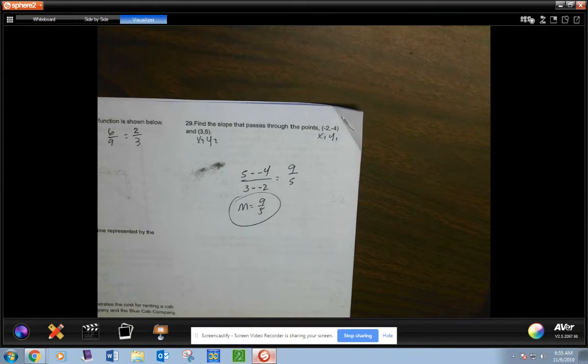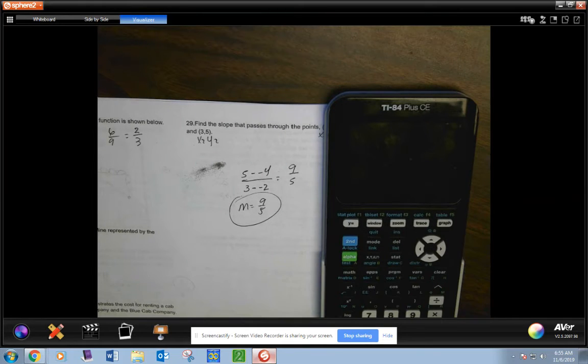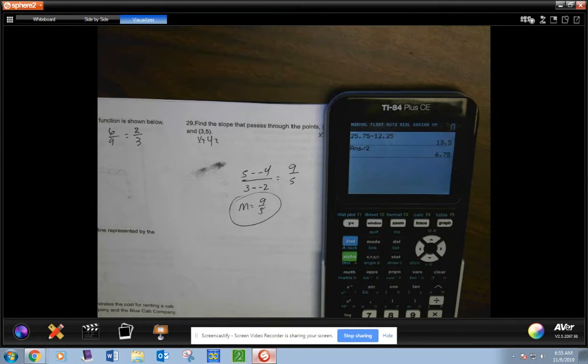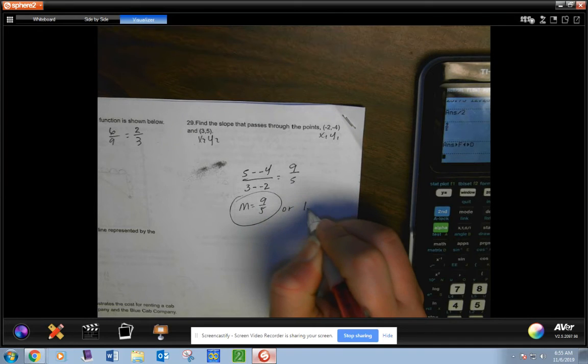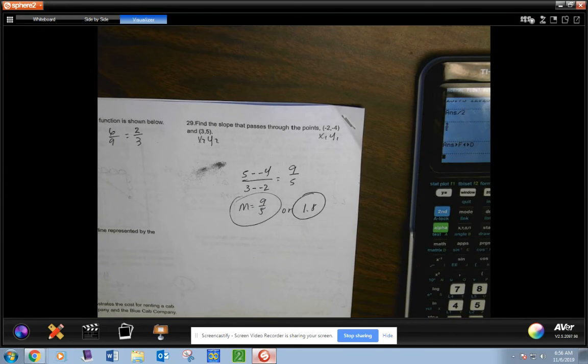Now, I do want to share, if this is a free response question, like a griddable, you would need to know what that is as a decimal. So if you have this as a fraction, all you have to do is alpha y equals number 4, and it'll change it back to a decimal. So 9/5 or 1.8. Either of those would work.